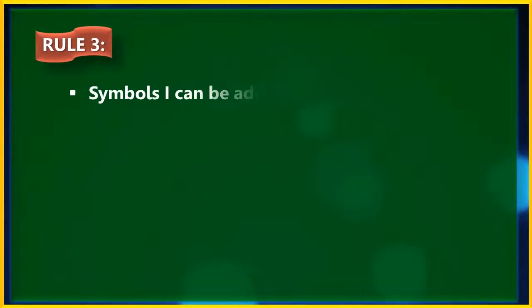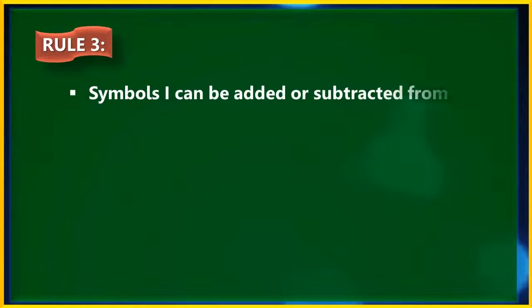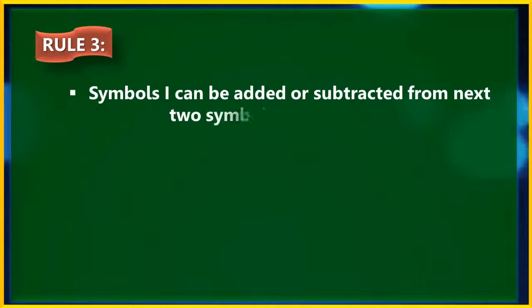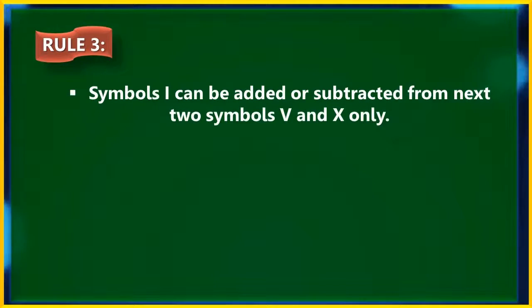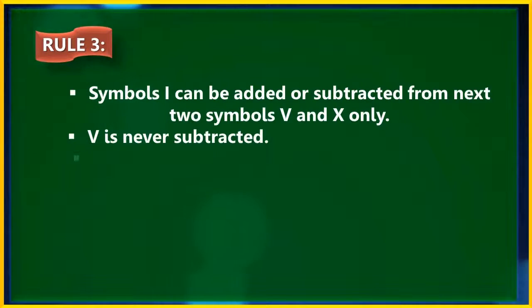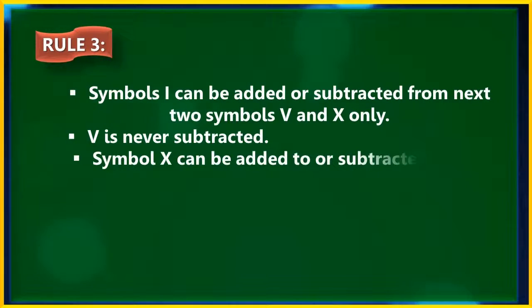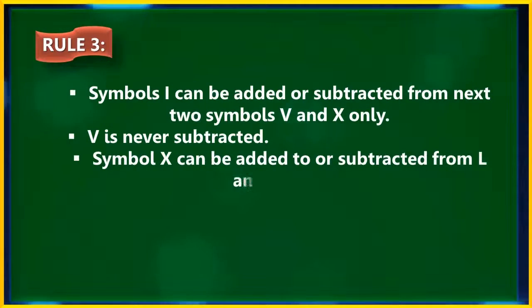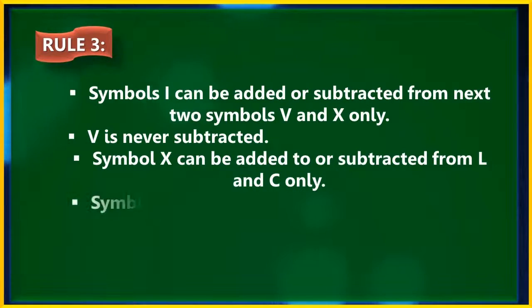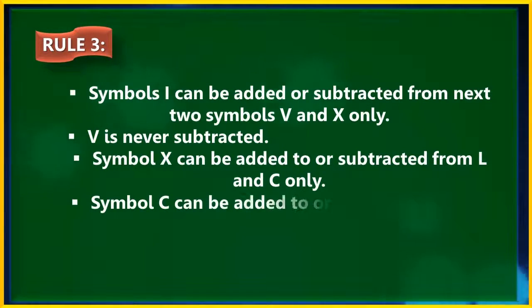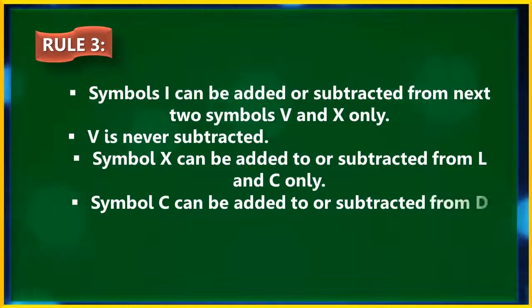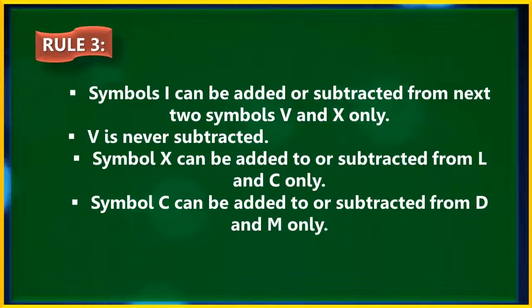Rule 3 states that symbol I can be added to or subtracted from the next two symbols, V and X, only. V is never subtracted. Symbol X can be added to or subtracted from L and C only. Symbol C can be added to or subtracted from D and M only.